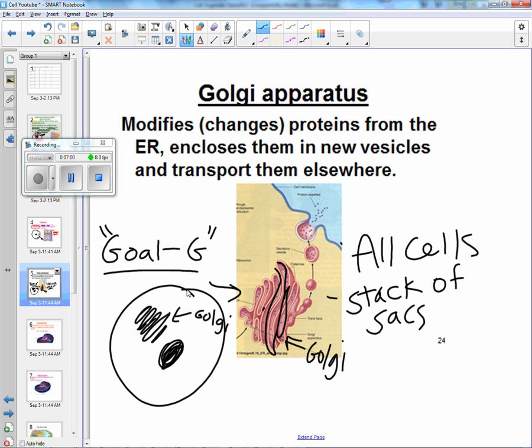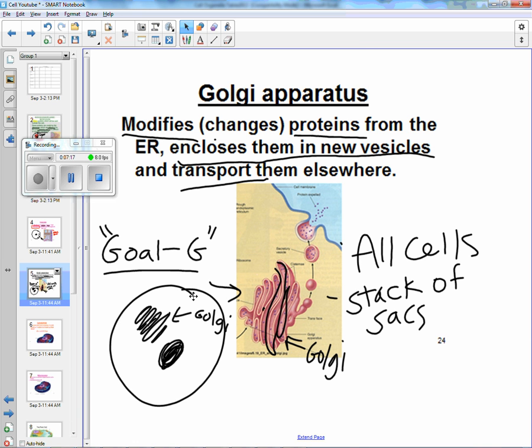Its function is that it modifies, which is the fancy word for changes, proteins from the ER. It encloses them in new vesicles, so it takes them and puts them in little stacks, and it transports them to places. So that's what the Golgi does.